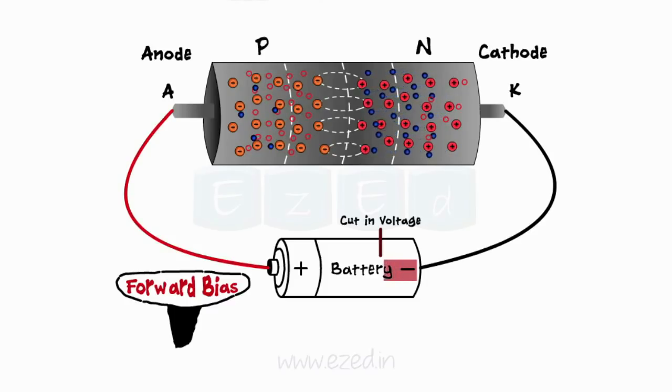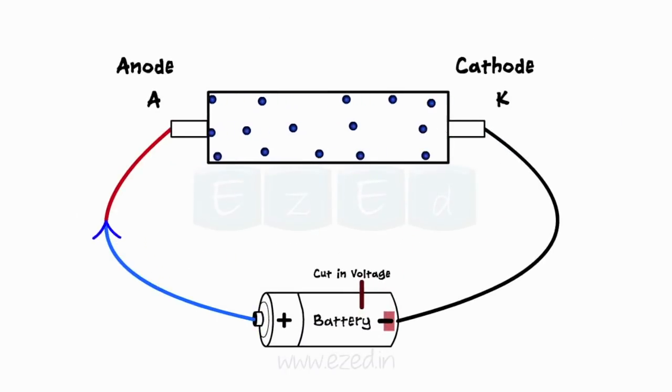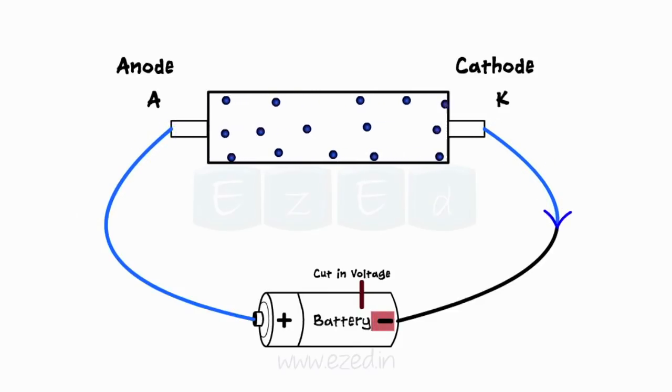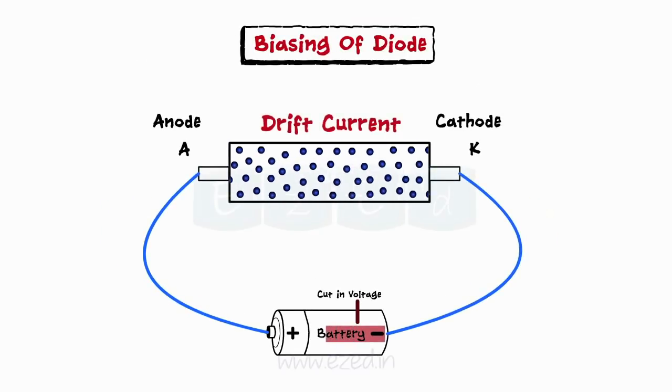As we increase the amount of external voltage applied, electrons try to break the electric field at the depletion region to enter into the P region. As we increase the voltage over the junction potential value, electrons from the N side of the diode attain enough energy to break the electric field and cross over to the other side of the junction. Thus, electrons move from cathode to anode, setting up the flow of current from anode to cathode. This mode of operation is called forward bias, and this current is called a drift current.